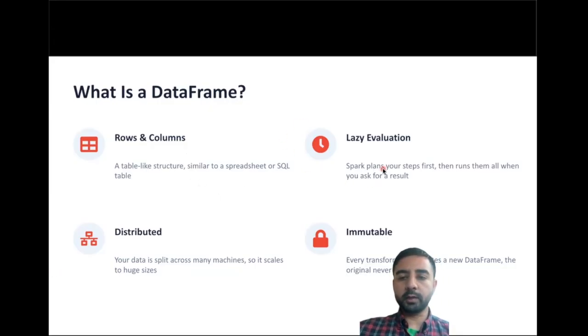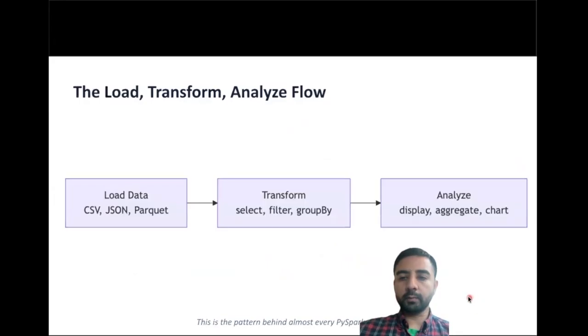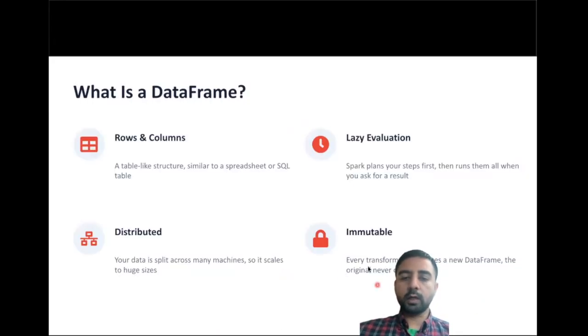Spark is distributed, so the data is split across many machines, and it can scale very quickly to large sizes. This makes Spark different from tools like plain pandas, which run on a single machine. And a DataFrame is immutable, so every transformation you make creates a new DataFrame, and the original one never changes. This makes the code more predictable, since earlier variables are never silently modified.